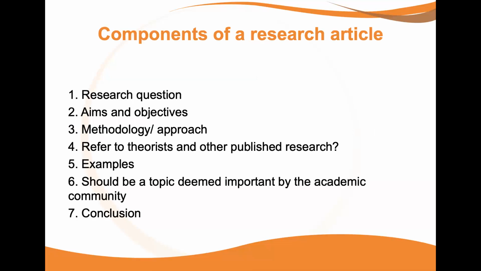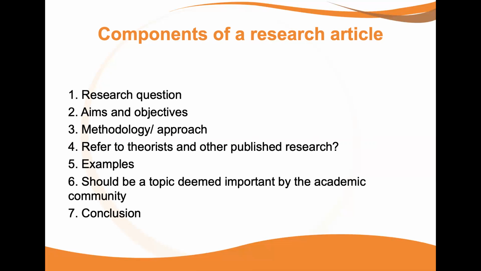A research article has several components. First is a research question. A research question is what the researcher wanted to find out when they started with the research. And this research question will be supported by a set of aims and objectives. Then the article needs to state and use a methodology or a theoretical approach in order to look at examples. Through all of this, the author should refer to theorists and other published research in the field.